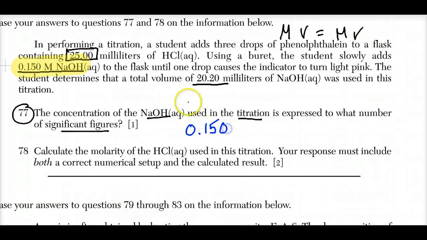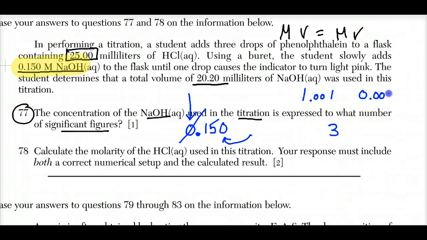And you should know that 0.150. Leading zeros are never significant. They're just placeholders. Ending zeros are significant if a decimal point is present. So this has 3 significant figures. That's all they were asking. A little review of your significant figure rules. All non-zero numbers are significant. Number 2, all sandwiched zeros are significant. So this would be 4 significant figures.